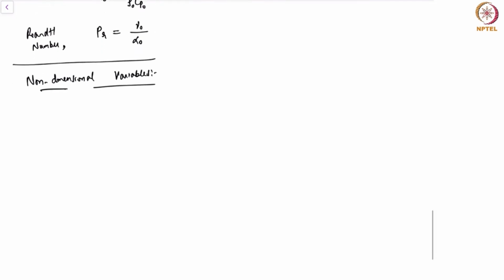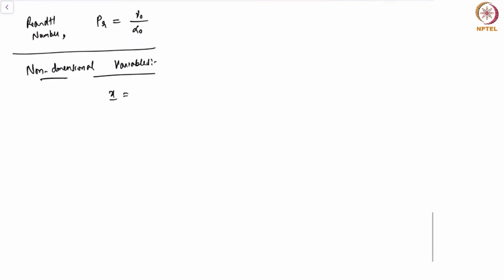The non-dimensional variables would be x bar would be x by d, where x is a vector here, and velocity I will non-dimensionalize as u tilde by uc. This will be the characteristic velocity. We will define the characteristic velocity in a minute, and t will be t tilde by d by uc. Pressure will take it as P by rho naught uc square. And finally we have temperature as well.